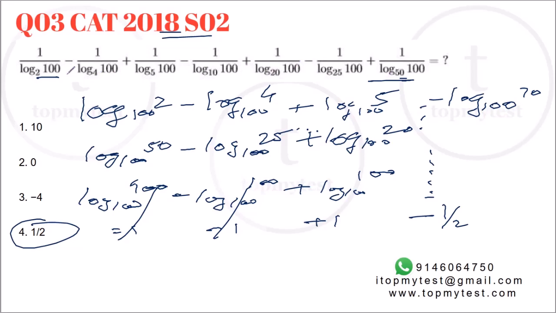Once you've identified these groups, 2 into 50 is 100, 4 into 25 is 100, 5 into 20 is 100, and the signs are also the same, it makes your life easier.